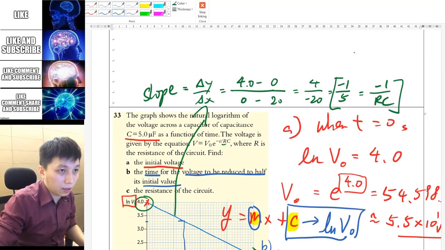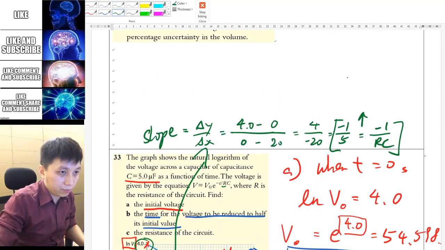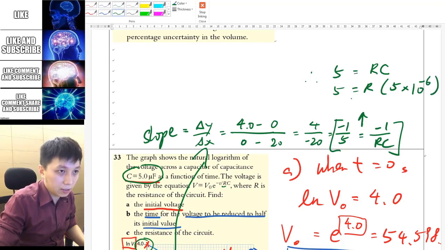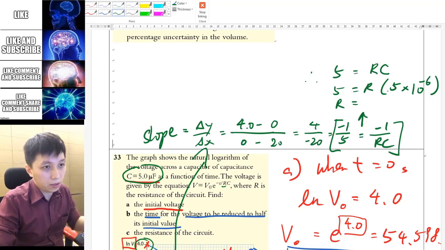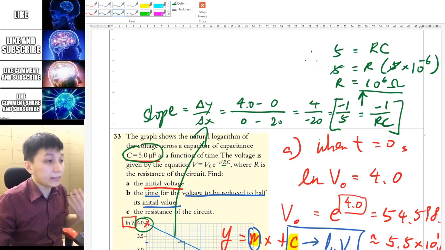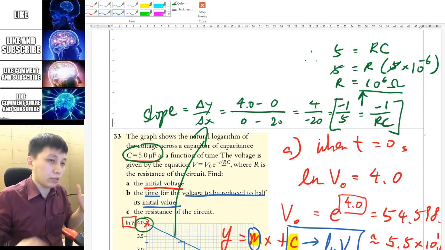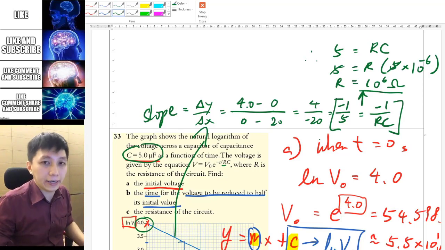And then let's just present it here. So therefore we have 5 equals RC, and C, according to the question, is 5 mu, which is 10 to the power of negative 6, and so R is going to be 5, and 5 will cancel, so R is simply 10 to the power of 6 ohm. That would be the final answer. So in fact, this is a very good exercise for you to work, and this may be something that you will need to do similarly in your IA as well.